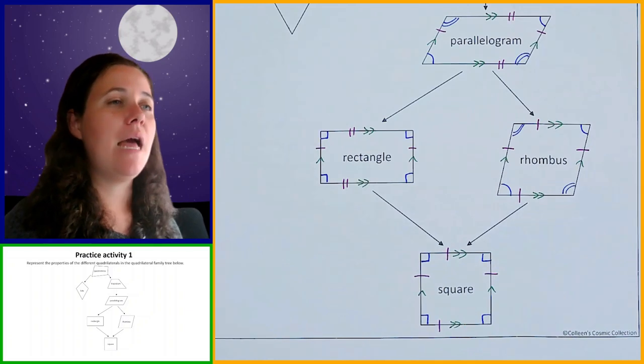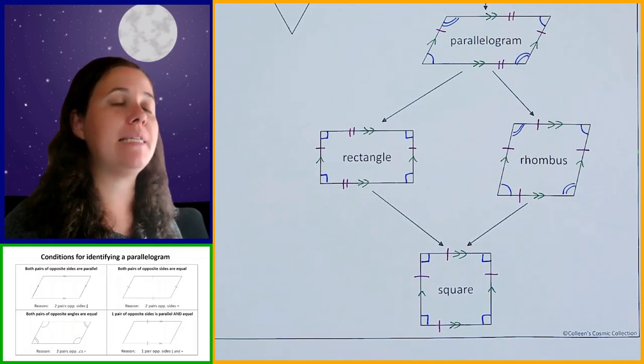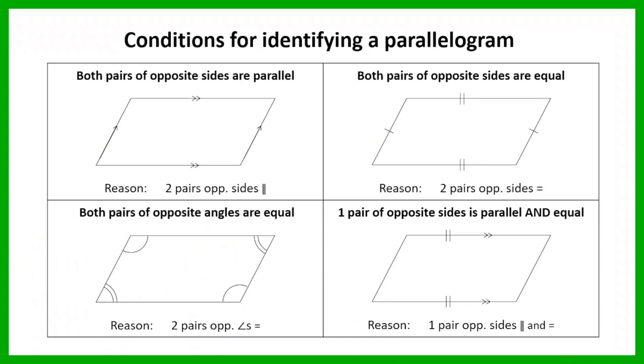Okay, so now let's have a look at if we are asked to identify parallelograms or the other quadrilaterals as well, what conditions do you need to have in order to be able to identify a shape or a quadrilateral as a particular type of quadrilateral? So, if you want to identify a quadrilateral as a parallelogram, one of these four things has to be true. Either you have to be able to say that there are two pairs of opposite sides that are parallel to each other. So you have to either be told that they're parallel, or you have to be able to prove that they are parallel.